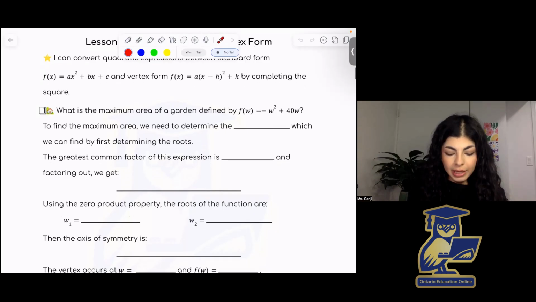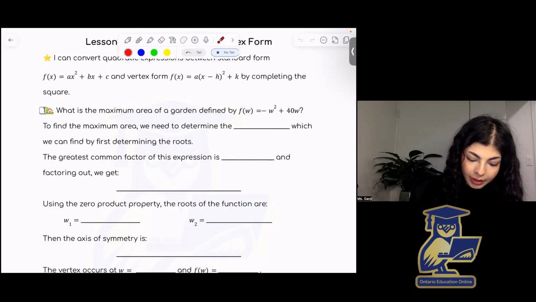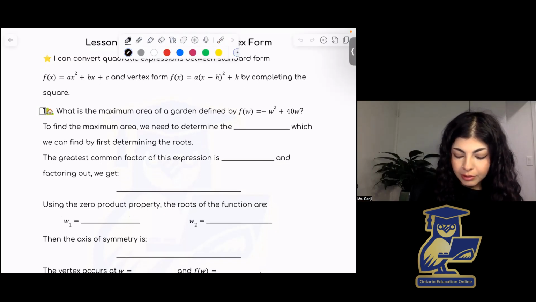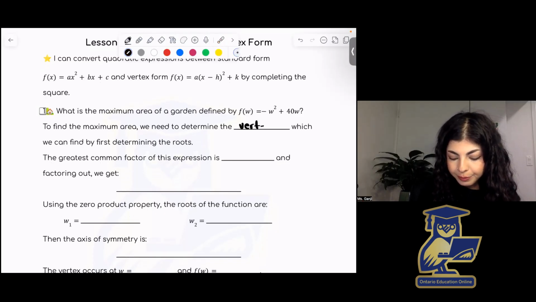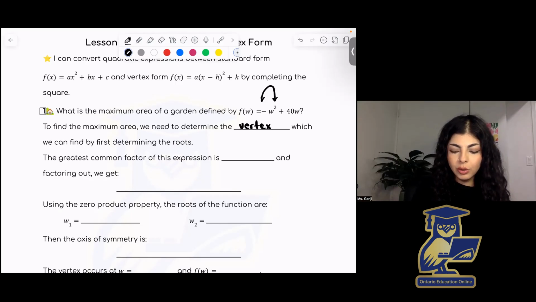So the first question we're given is that the area of a garden is defined by the function f of w, and we're asked to find the maximum area. To do that, we need to find the vertex, which gives us the maximum value. And because a is negative, I know that my parabola is going to open downwards, so I will actually have a maximum value.